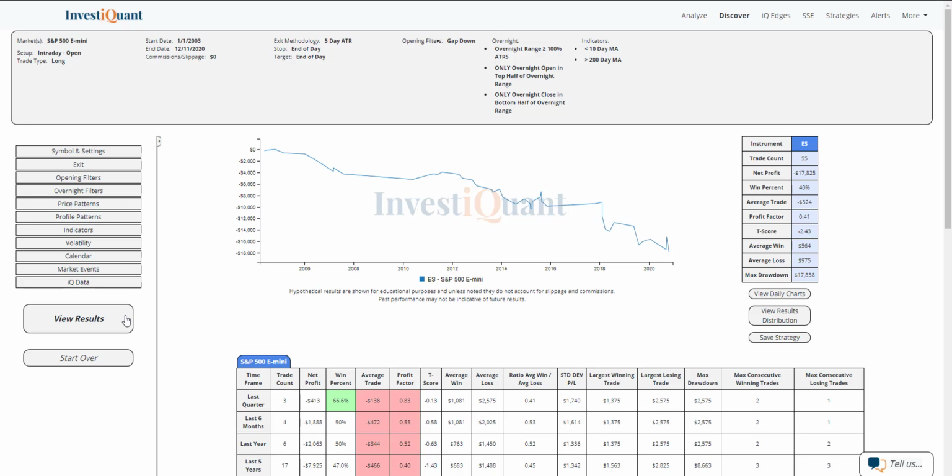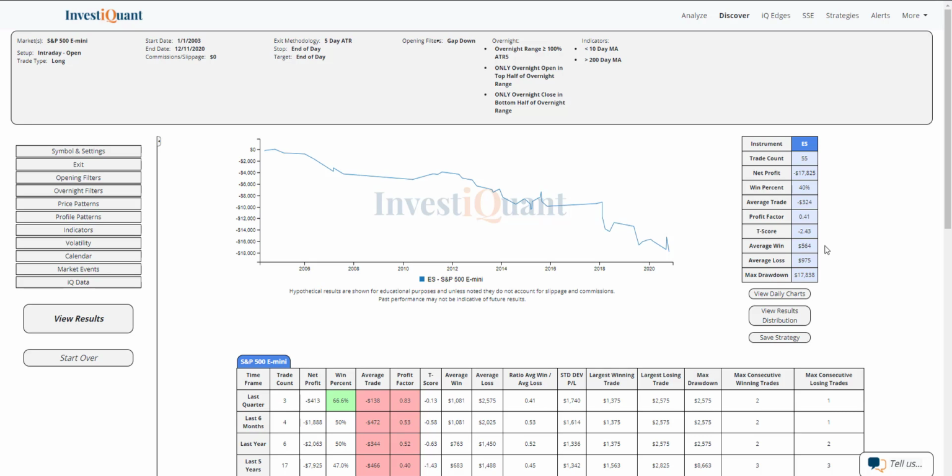Historically, we've got 55 samples here in the S&P, and that dates back to 2003. That's where our data goes back to. The win rate on these for going long at the open is just 40%. And the average win to average loss is heavily skewed towards the average loss. The average loss is quite a bit larger than the average win.